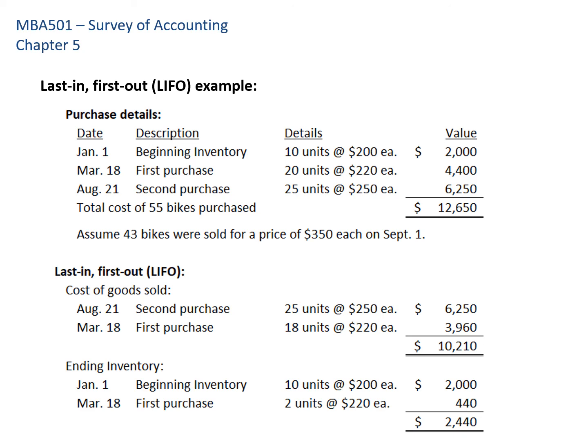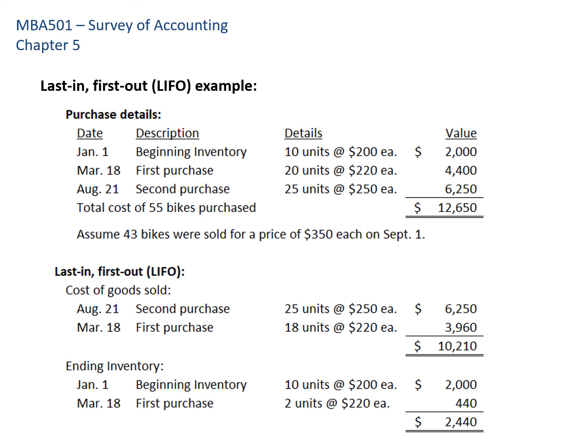So here I've got cost of merchandise sold of $10,210, and the remaining inventory is 2 of those bikes left from the first purchase, and then all of my beginning inventory. So I maintain that old inventory there. And again, those numbers add up to $12,650.